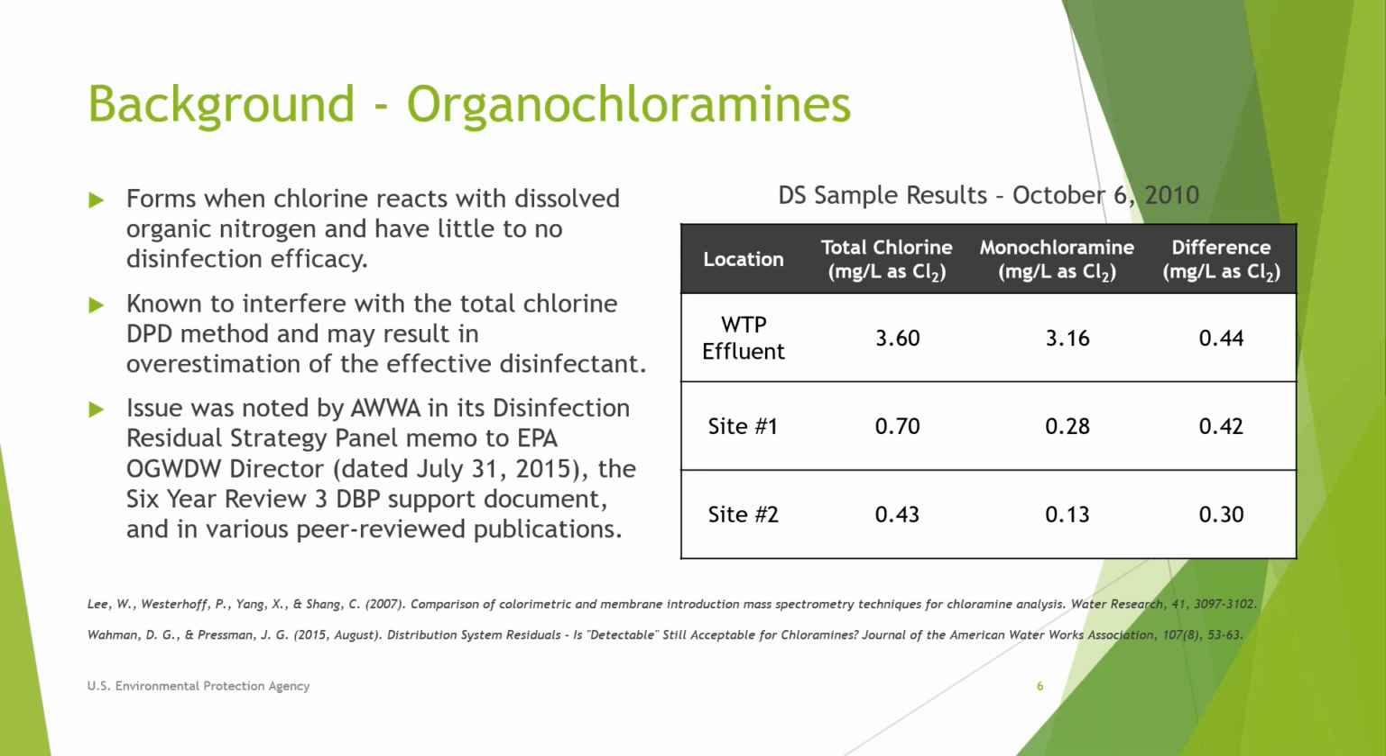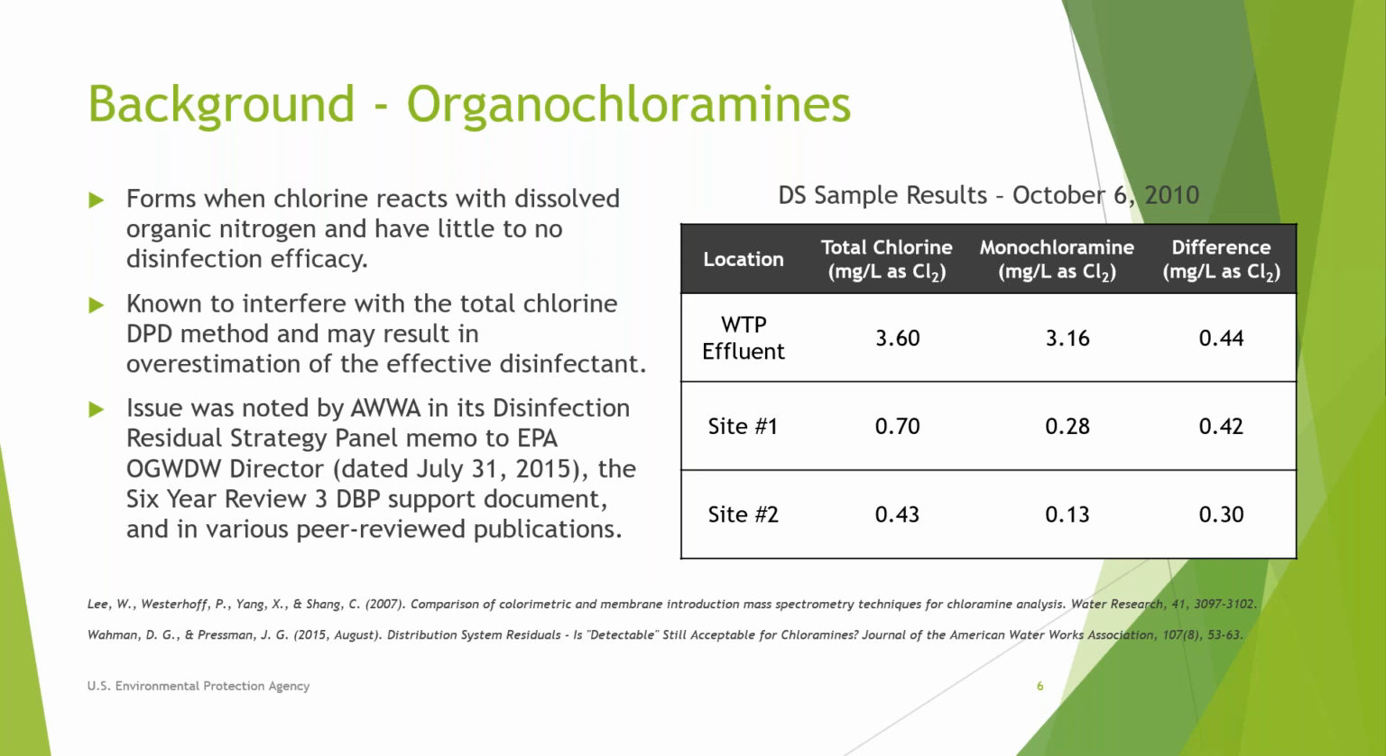On this slide, we're showing total chlorine residual that we measured with the DPD total chlorine colorimetric method. The monochloramine measurements were collected with the Hach monochloramine indophenol method. And then we're also showing, in the far right column, the difference between those two methods. As you can see, the difference between the methods was relatively consistent throughout the system. It did decrease a little at the maximum residence time location, but it ranged from 0.44 to 0.3.